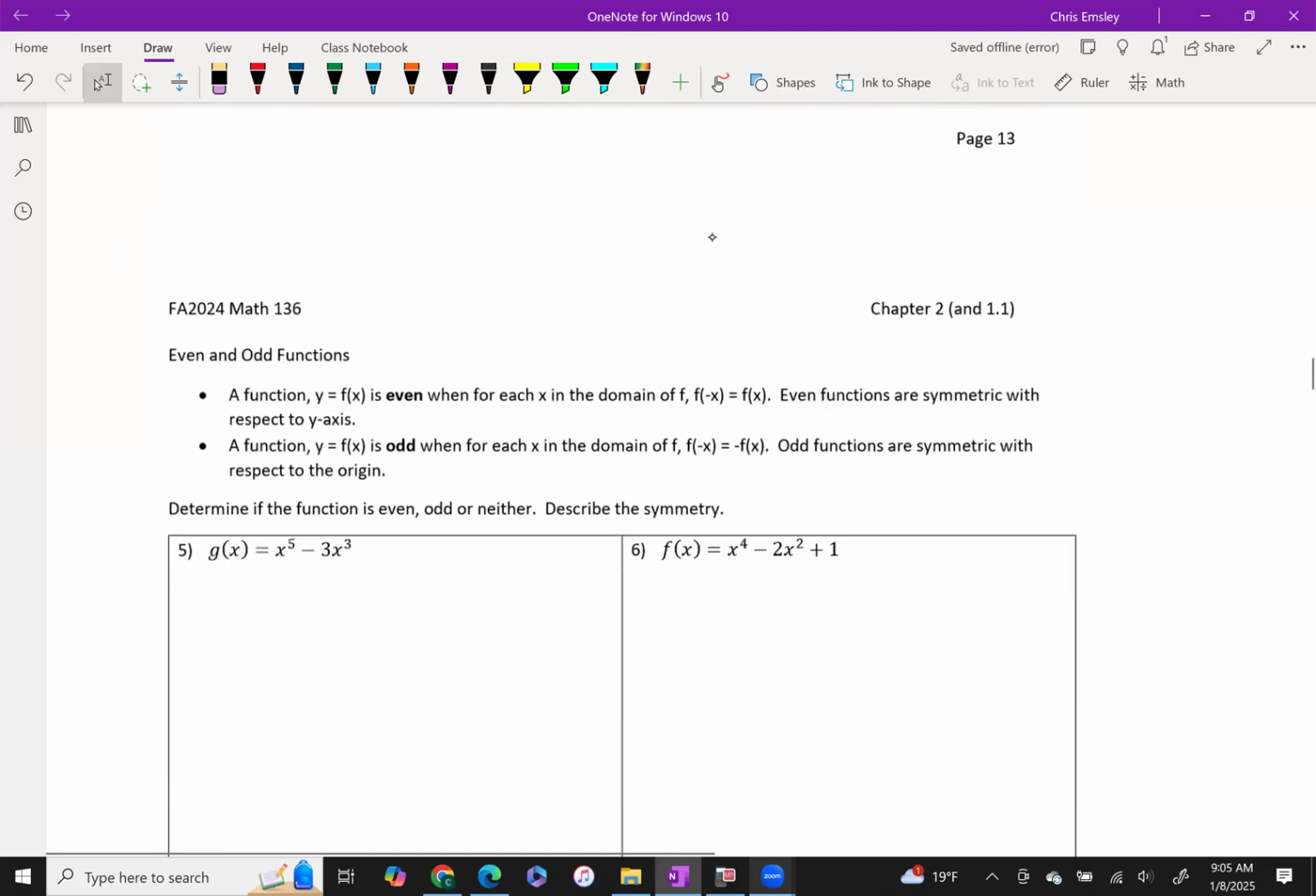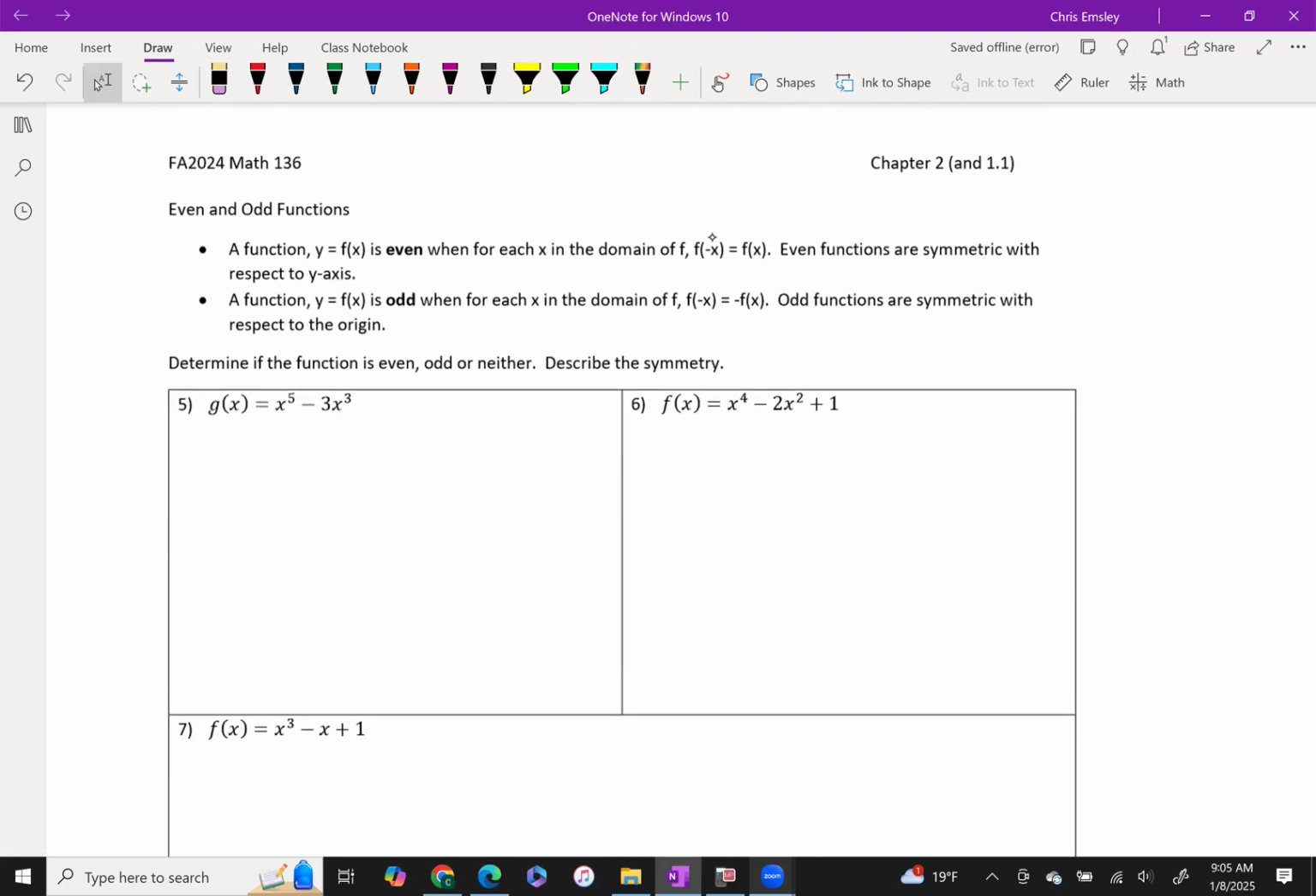Another thing we want to talk about in this section, and this is a little bit related to the symmetry that we talked about previously. Functions can be classified as either an even function or an odd function. An even function is when for each x in the domain, so every x value, f of negative x results in just plain old f of x. It's kind of like the symmetry test where we plugged in negative x and we got back our original equation, okay? So even functions are symmetric with respect to the y-axis.